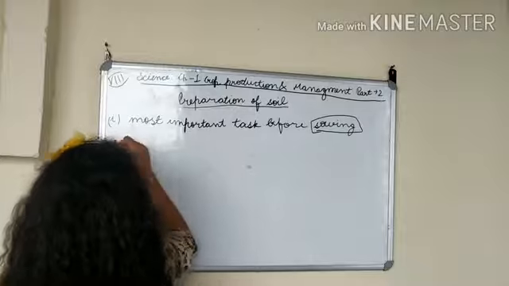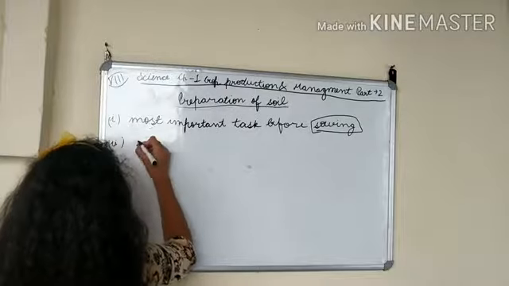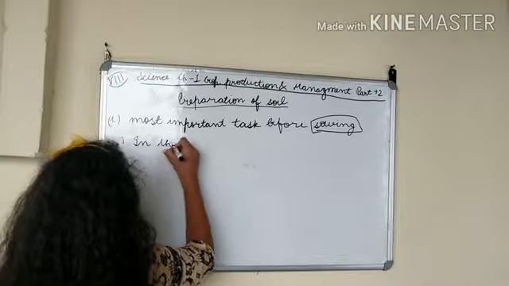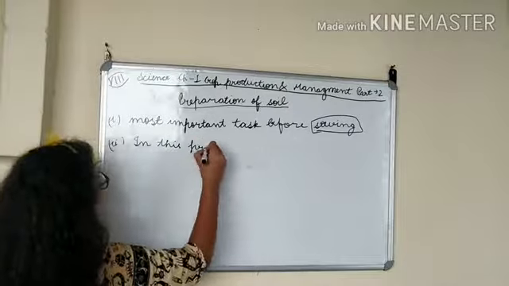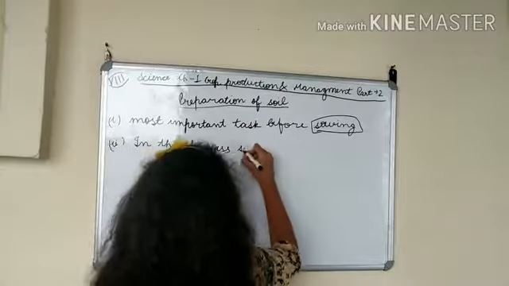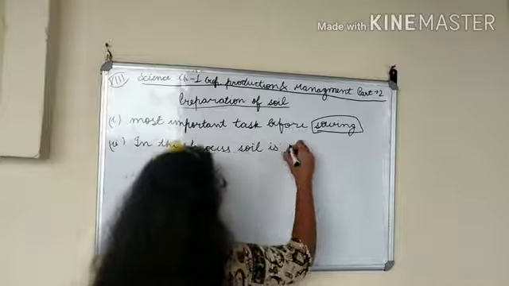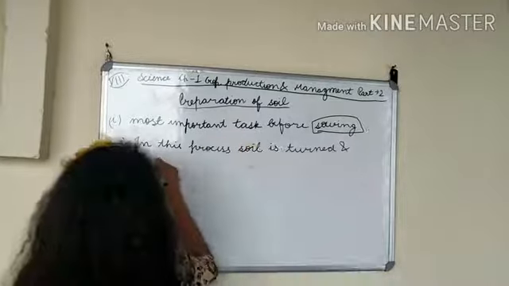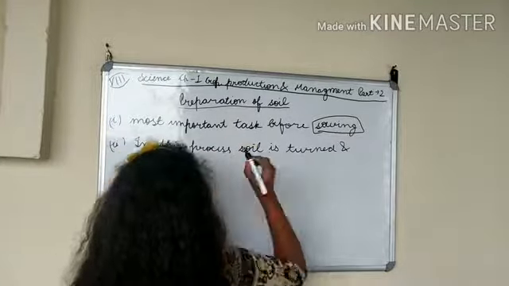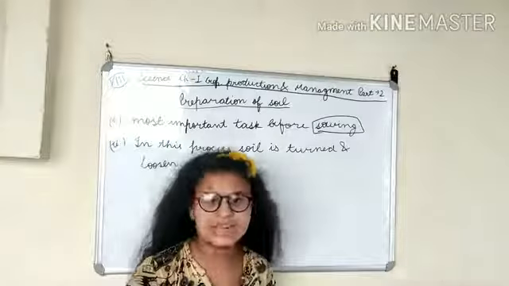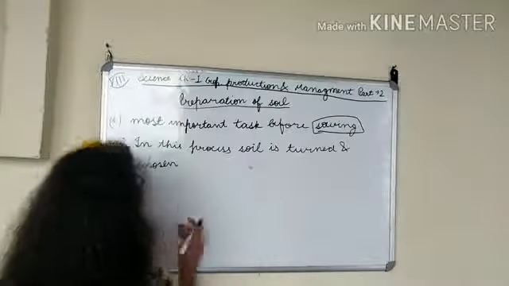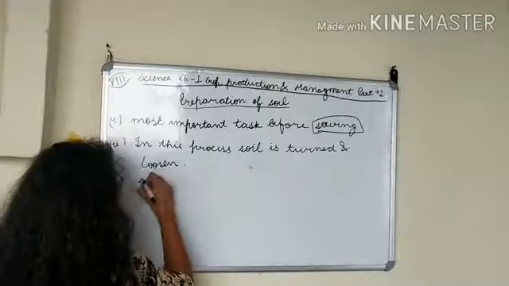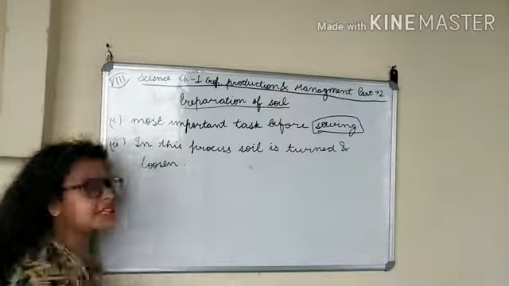what are its advantages. In this process, soil is turned and loosened. Right? Now in this process the soil is turned and loosened. Now what does loosened soil help in? What does loosened soil help in? Loosened soil, these are the mini points in it.